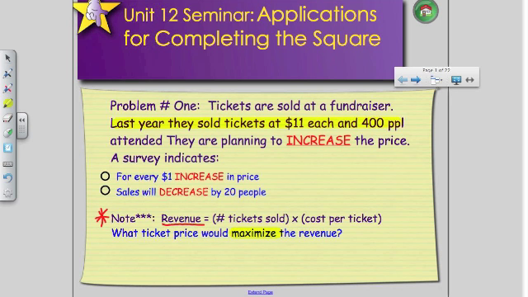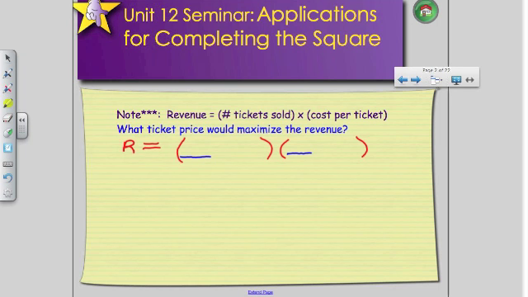So if we go back to the problem, it says last year they sold tickets at $11 and 400 people attended. So $11, 400 people attended. So if this first binomial represents the number of tickets sold, so that's my sales, if 400 people attended this event, then that's going to be the number of tickets sold, 400. This binomial represents the cost per ticket.